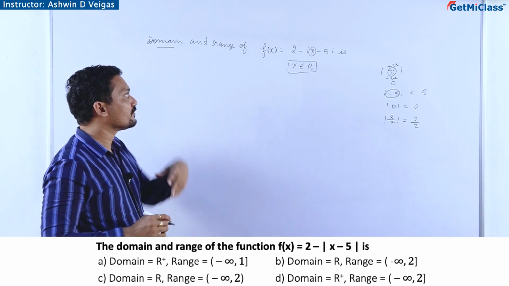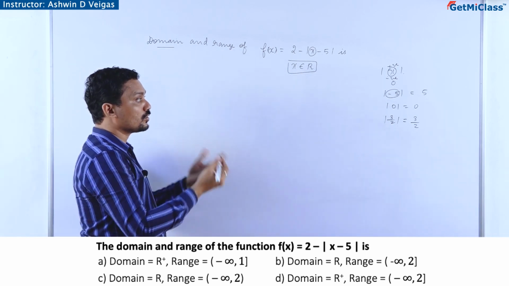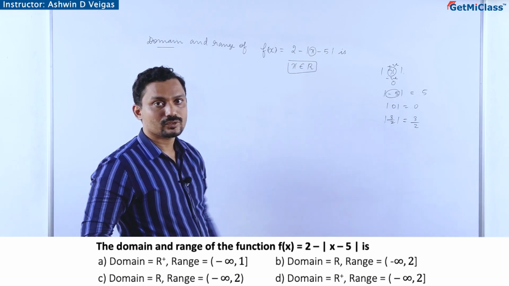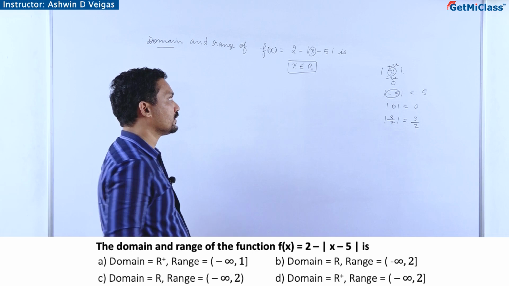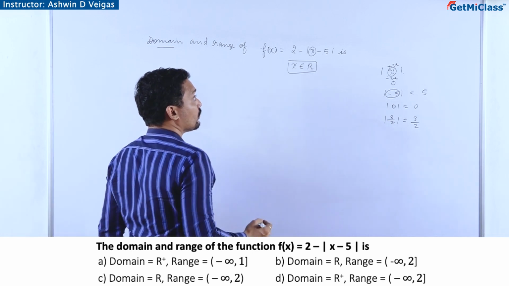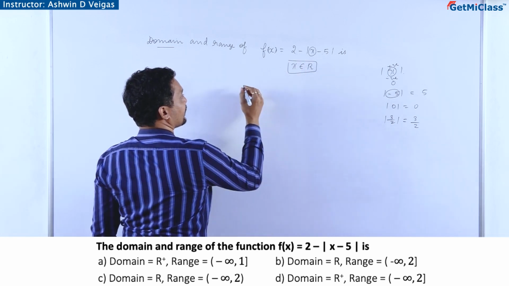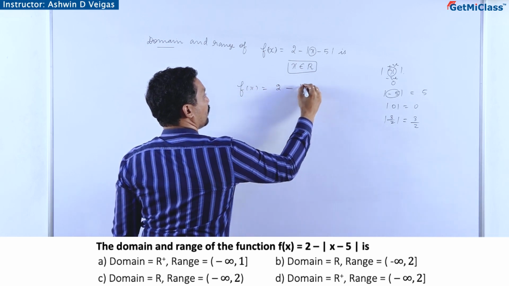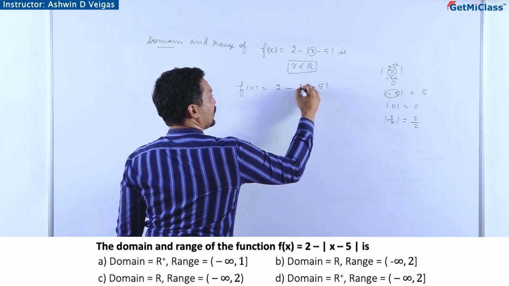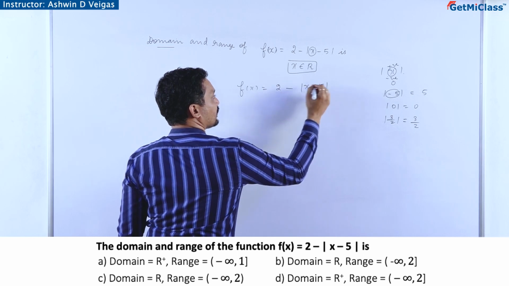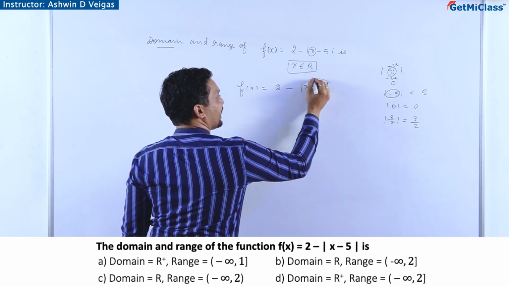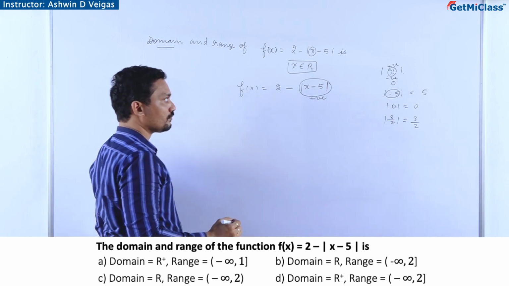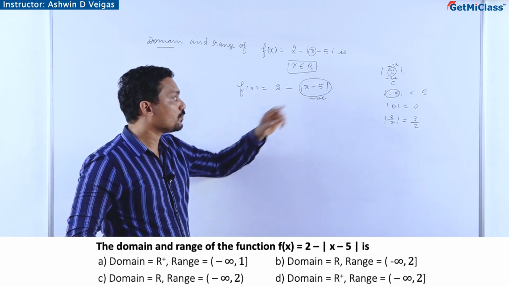Now, what is the range of this function? Now, range is output. Once you put values for x, what output answer you get, it is called the range. Okay. Now, if you see this carefully, if you write this function f of x is equal to 2 minus mod x minus 5. Now, note that this value mod x minus 5 is always a positive value. Mod of anything is always positive.